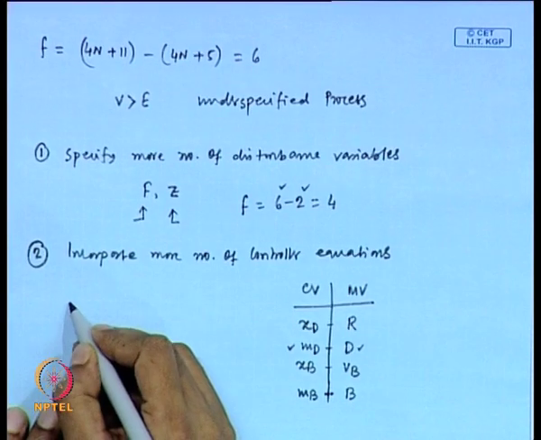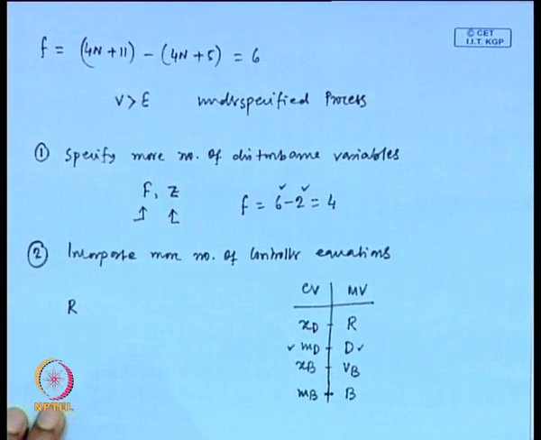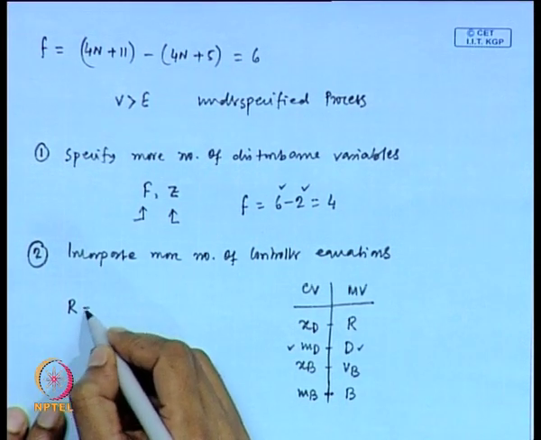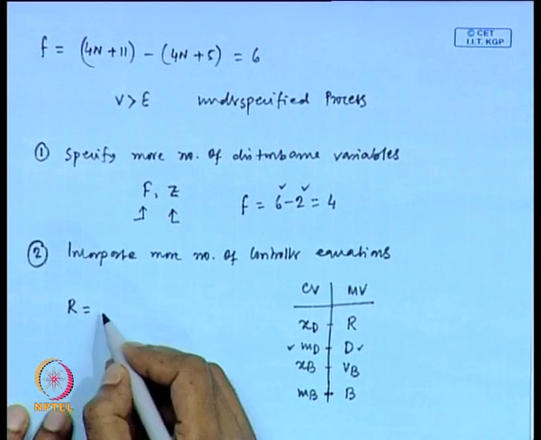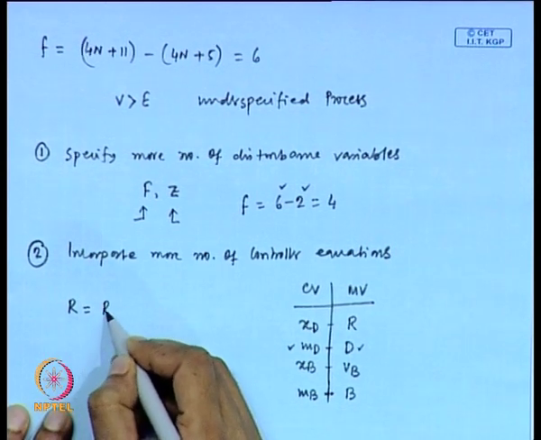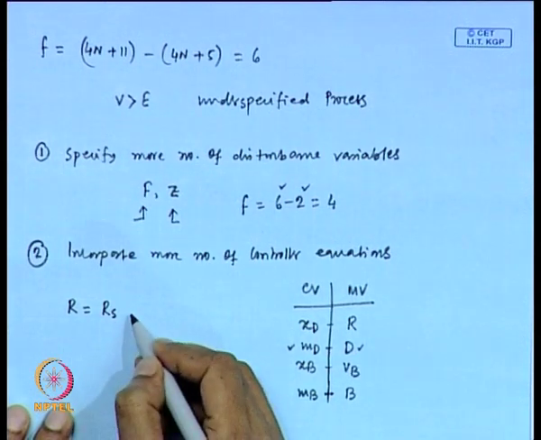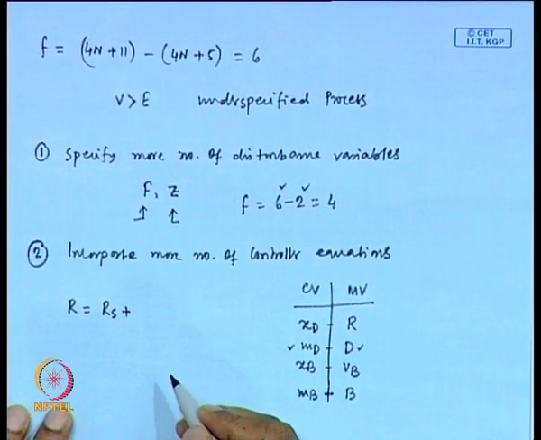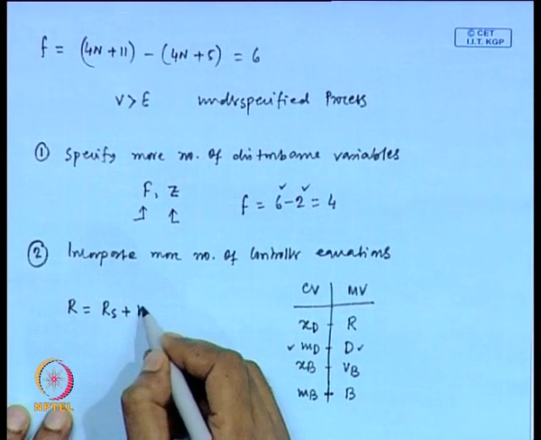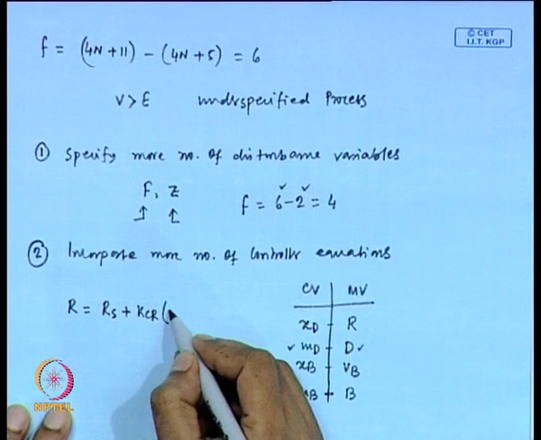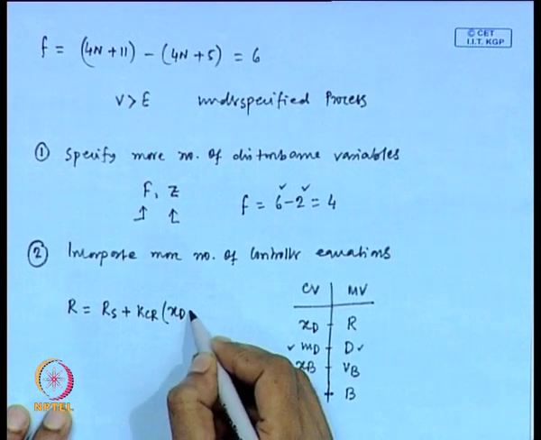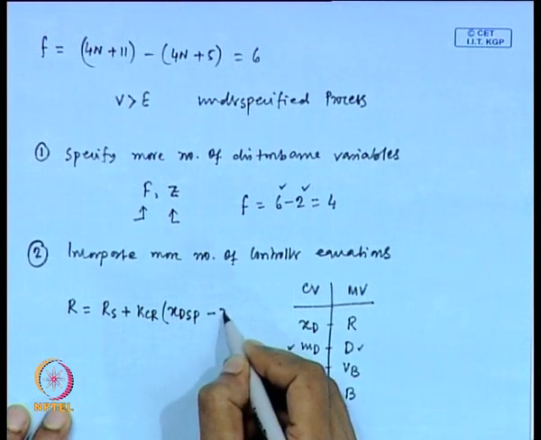So, one manipulated variable is R, and the controller equation, although we did not discuss that part, we will discuss later. I am just writing the controller equations. If R is the manipulated variable, then one controller equation is R equals Rs plus Kcr times (xd Sp minus xd).